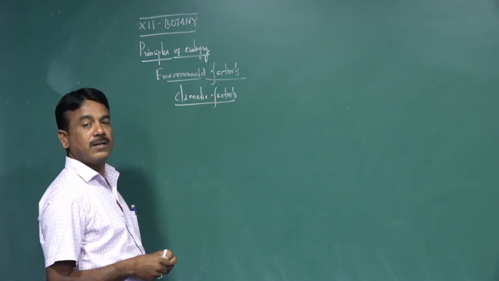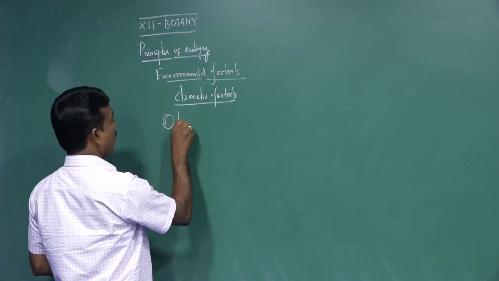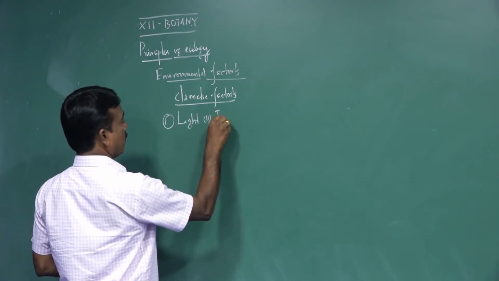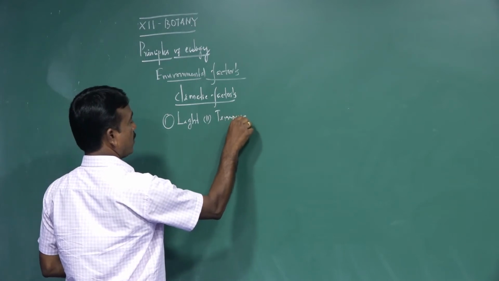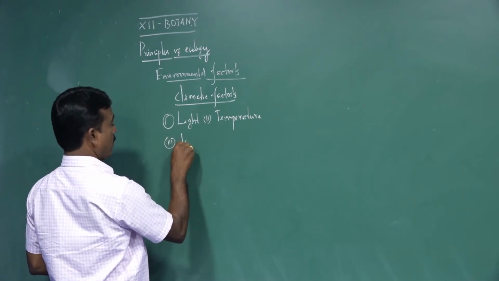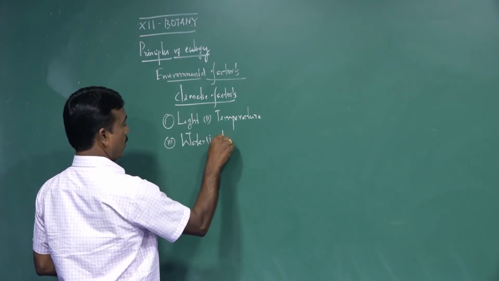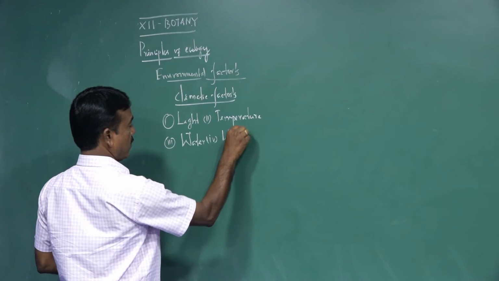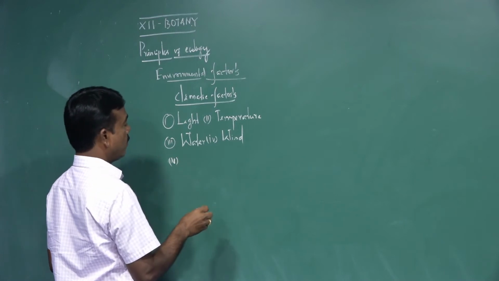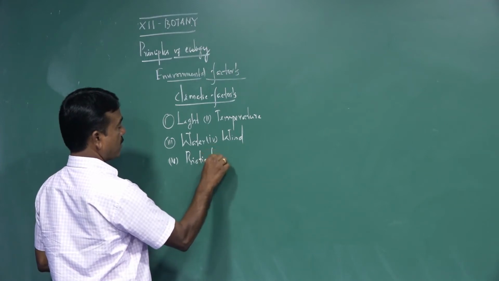In the climatic factor, many types can be listed. They are light, temperature, water, fourth one, wind, and fifth one, biotic factors.